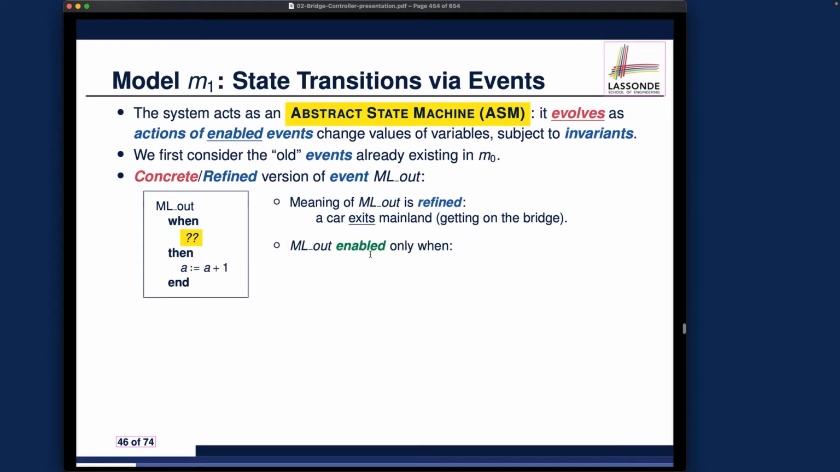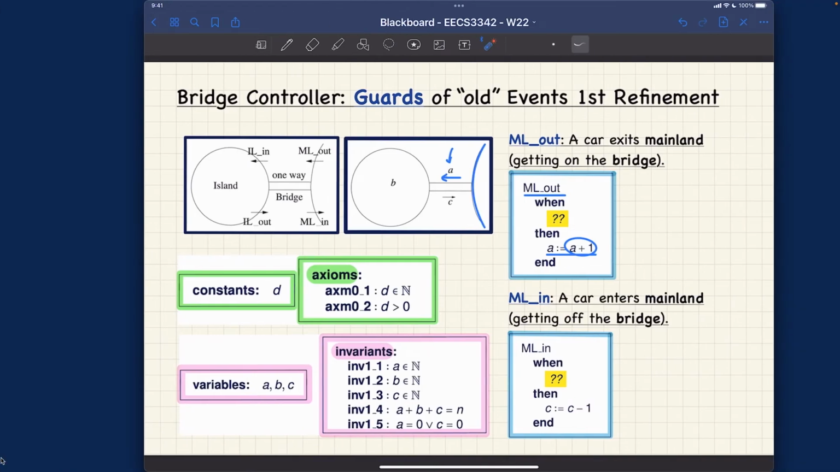And what about the enabling condition for ML out, the guard? Let me give you some hints. Let's think naturally: under what circumstances should ML out be enabled? When should cars be allowed to leave the mainland and go onto the bridge? In order for a car to move onto the bridge, you had better make sure there is no other car coming from the other direction. So this part over here should be 0, obviously.